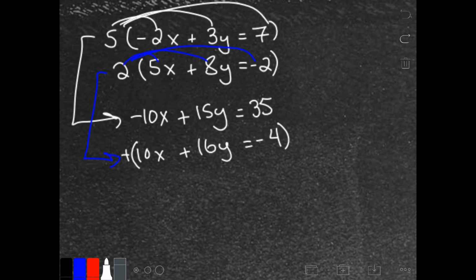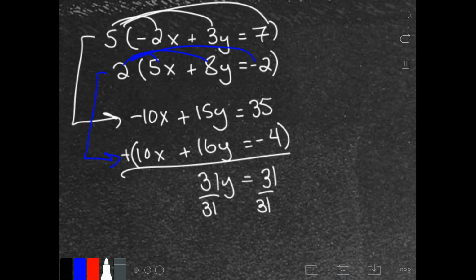these equations together. The 10x's will cancel out. 15y plus 16y is 31y. And 35 minus 4 is going to give me 31. We can divide by 31, and we get y equals 1.